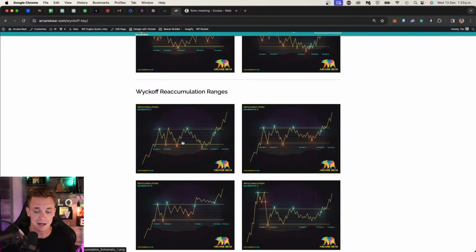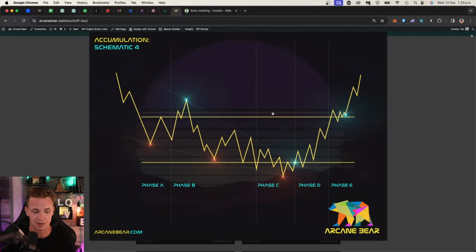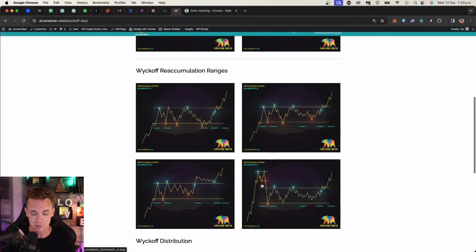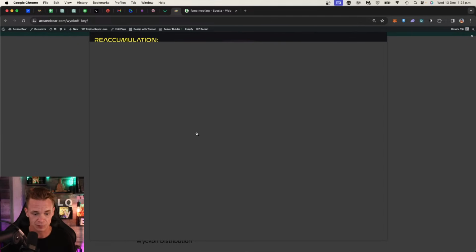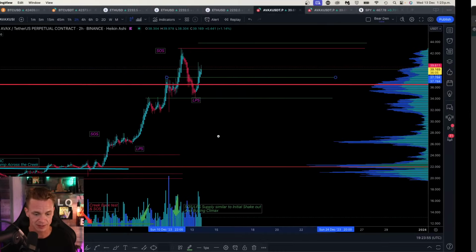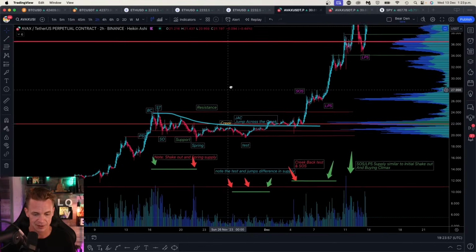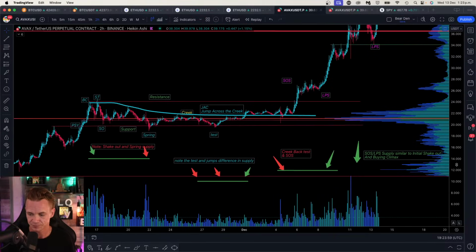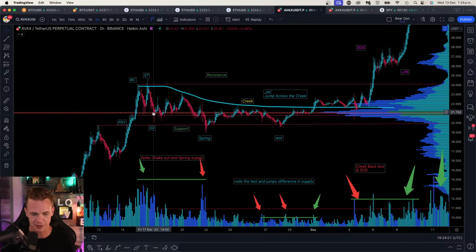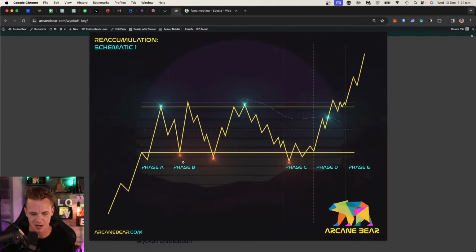And they're less reliable. But when you have, as we were seeing with Avalanche, an accumulation schematic that then moves into a perfect reaccumulation schematic. So again, compare this to what we were just looking at with Avalanche. Here's this beautiful reaccumulation with our spring, our support, our test, our spring, our support, our test. Well, kind of similar here, right? A pine tree in the forest. It's still a pine tree.